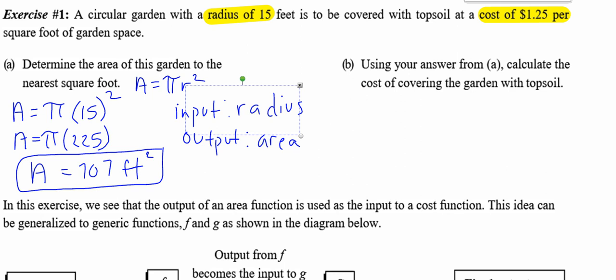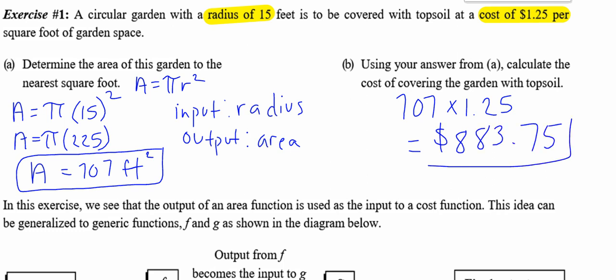Part B says, using your answer from A, calculate the cost of covering the garden with topsoil. So we already know that area equals the 707 square feet times, we know that it costs $1.25 per square foot of garden space. So we know our area times $1.25, and that's going to give us 707 times $1.25, which is roughly about $883.75. We're just multiplying our area times how much it costs per square foot of garden space for that topsoil.